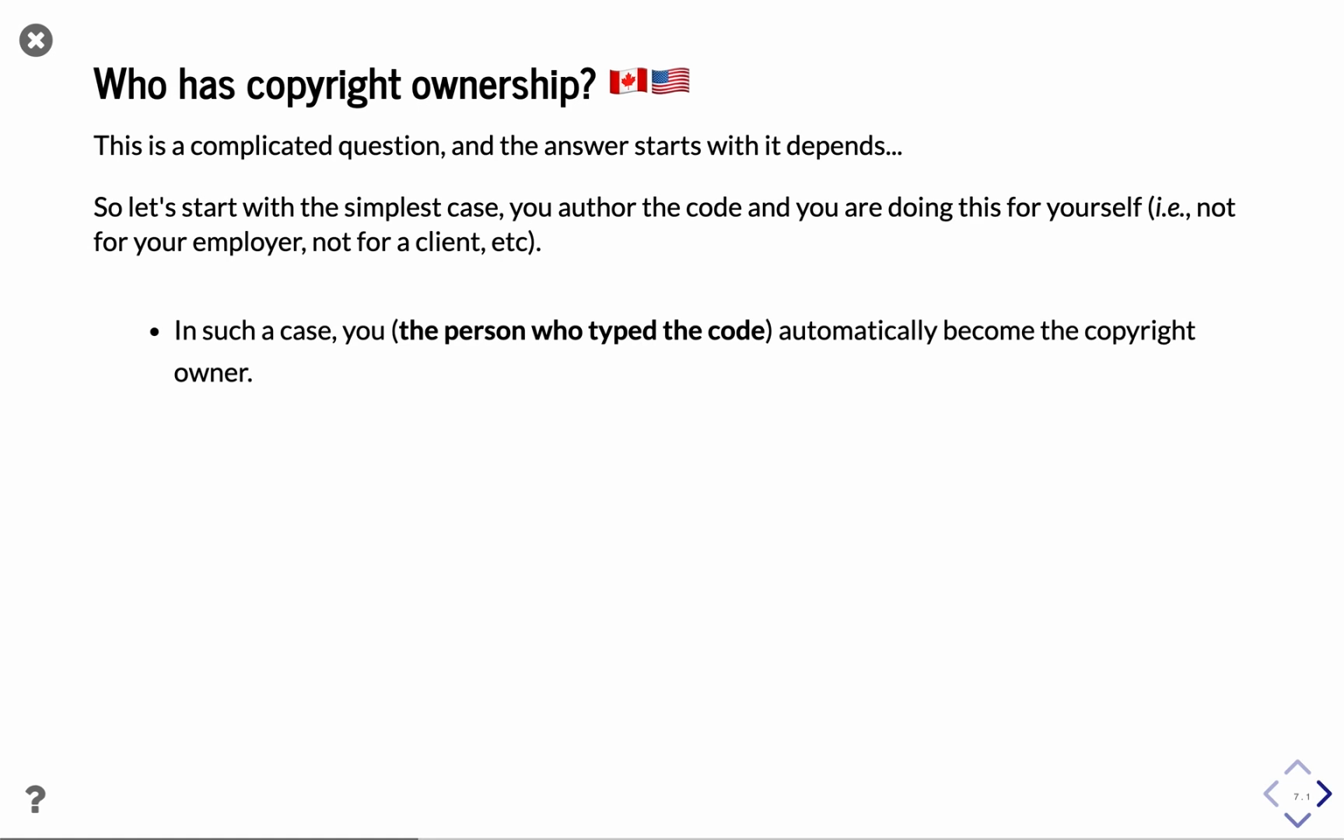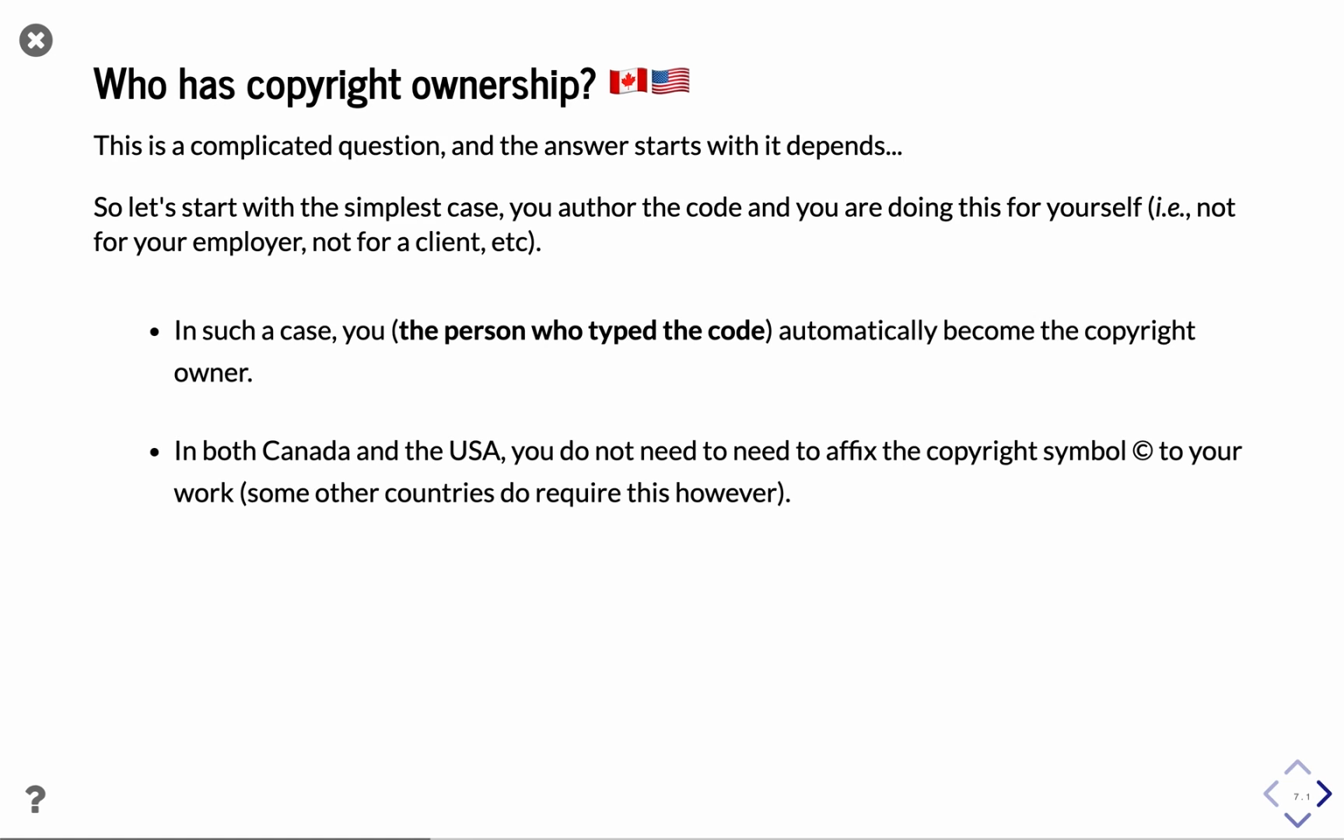In this kind of case, the person who typed the code, i.e. you, automatically becomes the copyright owner. In both Canada and the US, you don't need to affix the copyright symbol, that little C in the circle, to your work to become the copyright owner. You automatically become the owner in this situation.